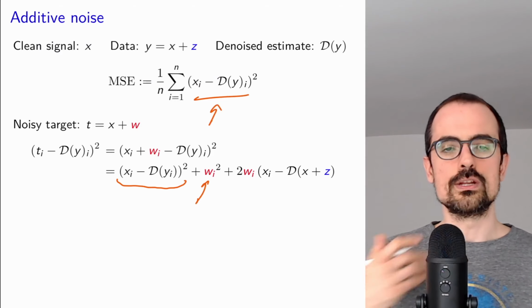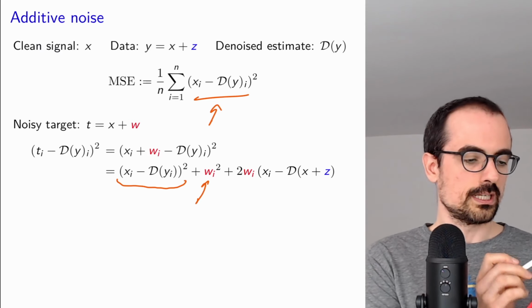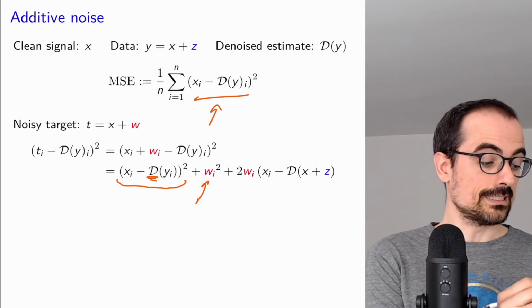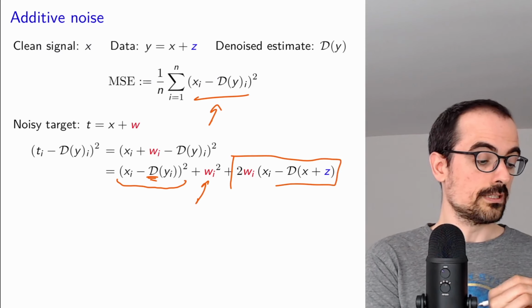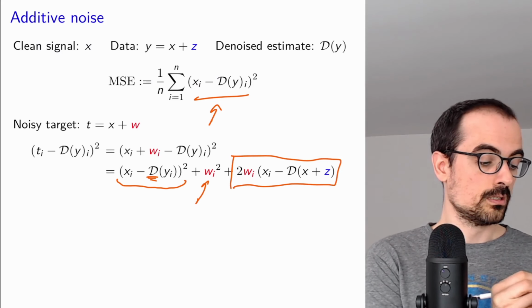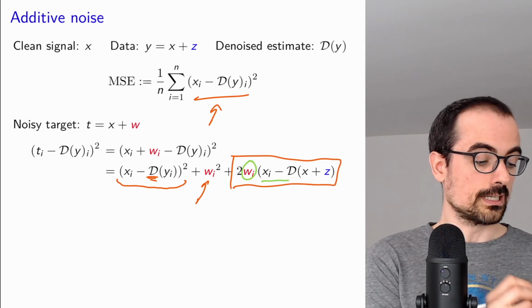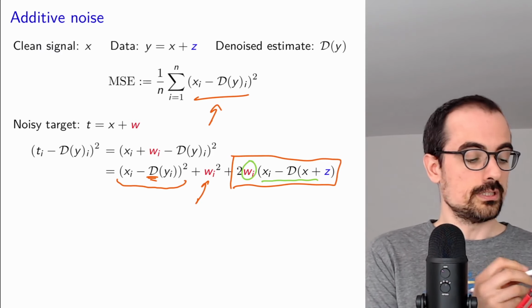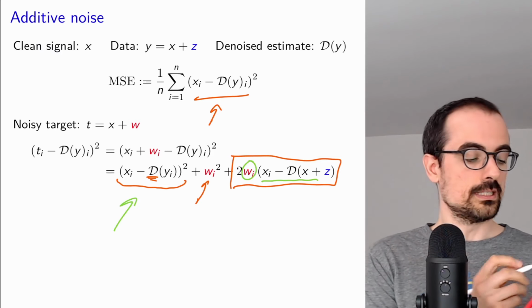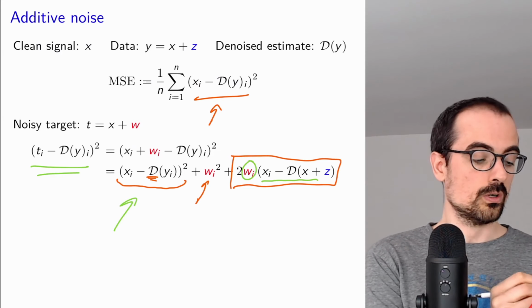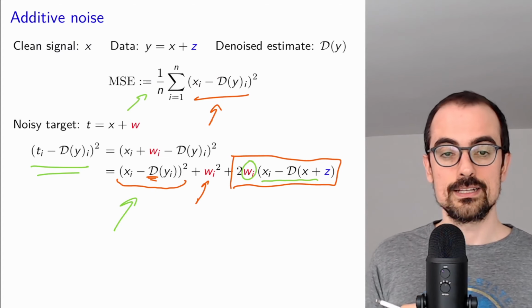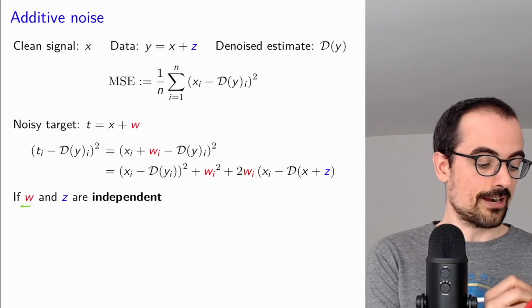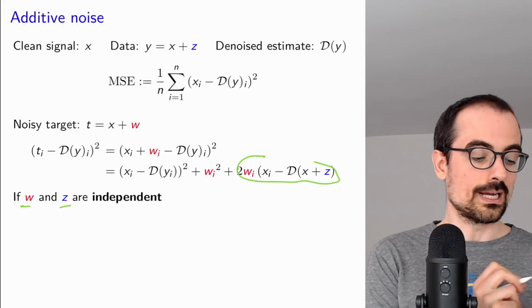We get another term that only depends on this independent noise. It does not depend on the network output. And we get an additional term, which is the product of the noise with the difference between the clean signal and the network output. So when we average this, or we sum this over many, many examples, which is what we do when we compute the MSE, what happens to this term is that as long as W and C are independent, this is actually going to cancel out.